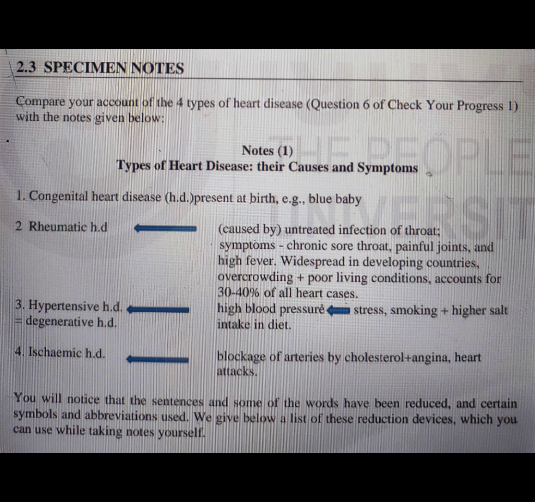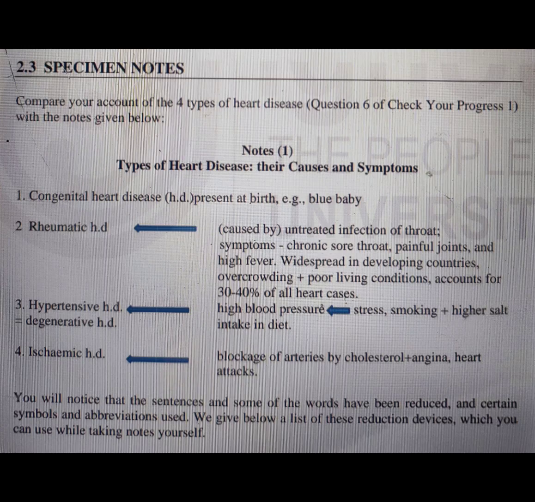Specimen notes. Compare your account of the 4 types of heart disease, question 6 of Check Your Progress 1, with the notes given below. Notes. 1. Types of heart disease, their causes and symptoms. 1. Congenital heart disease, H.D., present at birth, e.g., blue baby. 2. Rheumatic H.D., caused by untreated infection of throat, symptoms chronic sore throat, painful joints, and high fever.